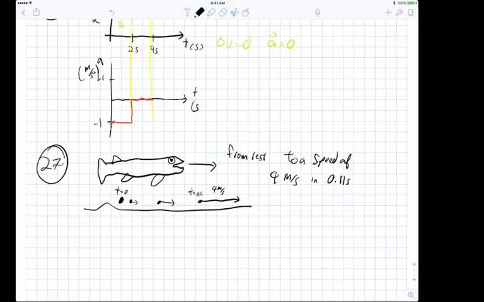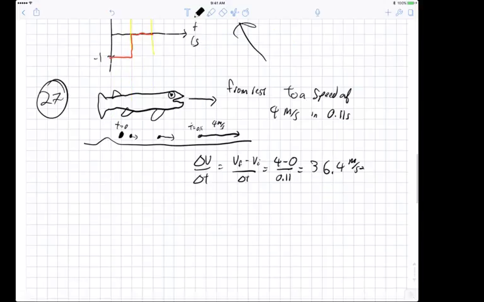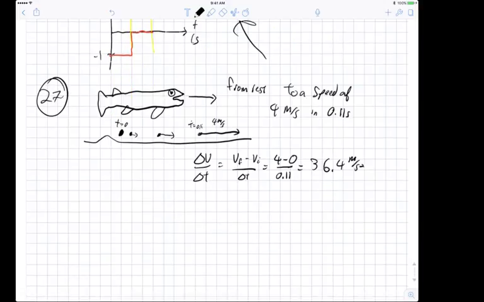So again, just like we did up here, it's delta v over delta t. So v final minus v initial divided by delta t. So that's 4 minus 0 divided by 0.11. Wow, that's 36.4 meters per second squared. Incidentally, that's 3.7 g if you like rockets and stuff. That's pretty fast.